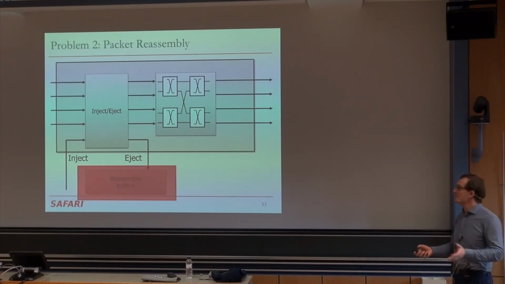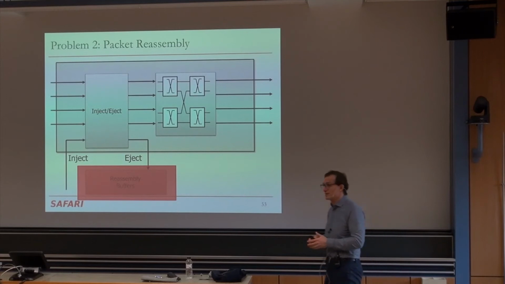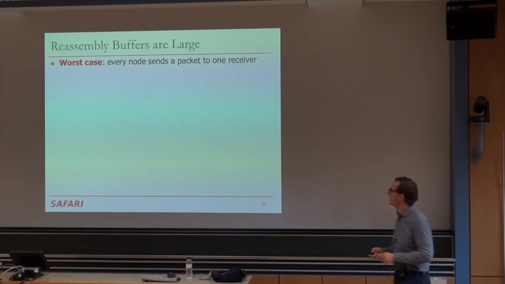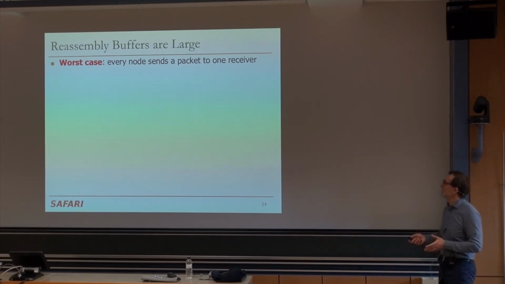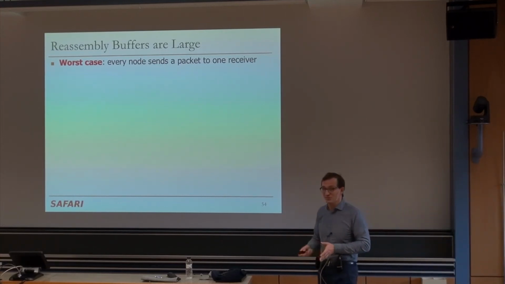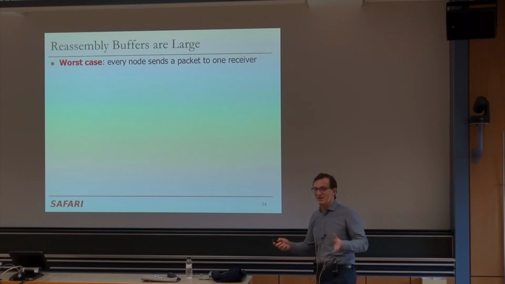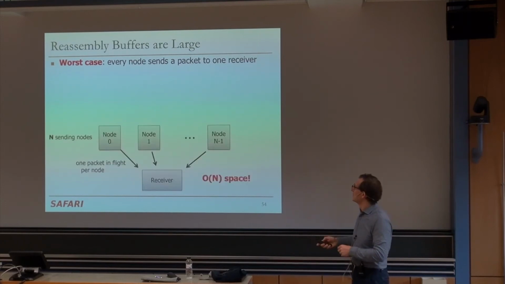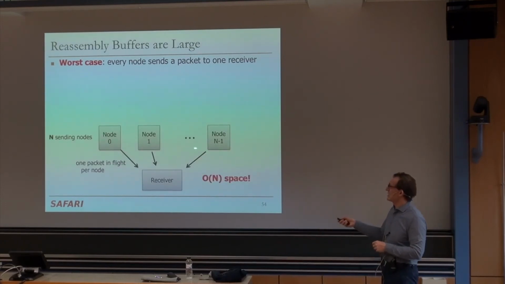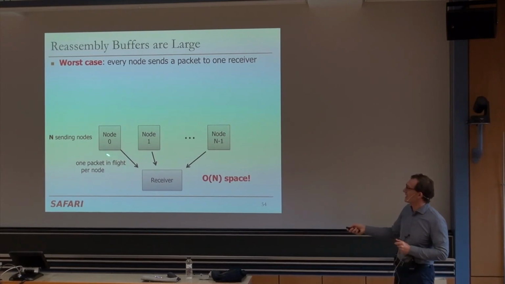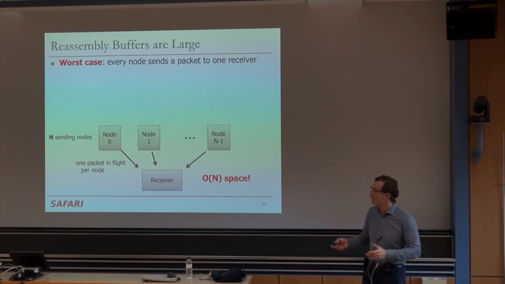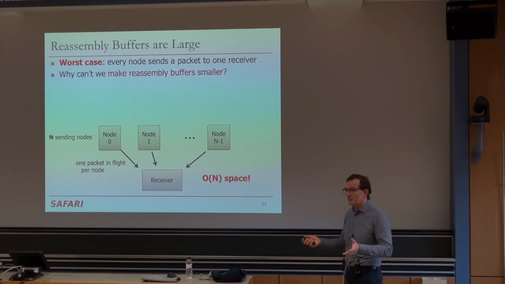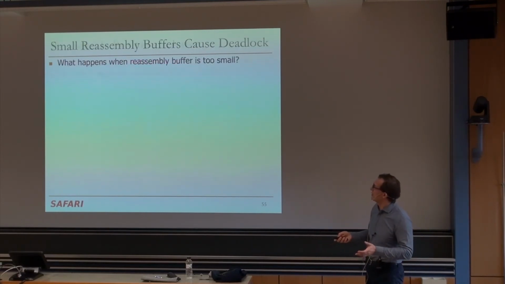Okay, the next problem is packet reassembly. Let's take a look at some other problems that are caused by packet reassembly. So reassembly buffers need to be large, basically. In the worst case, every node sends a packet to one receiver. That's like the hotspot pattern, right? So you have all these nodes, n sending nodes, and one packet in flight per node, and the receiver requires O(N) space now. So why can't we make the reassembly buffer smaller, you may ask?